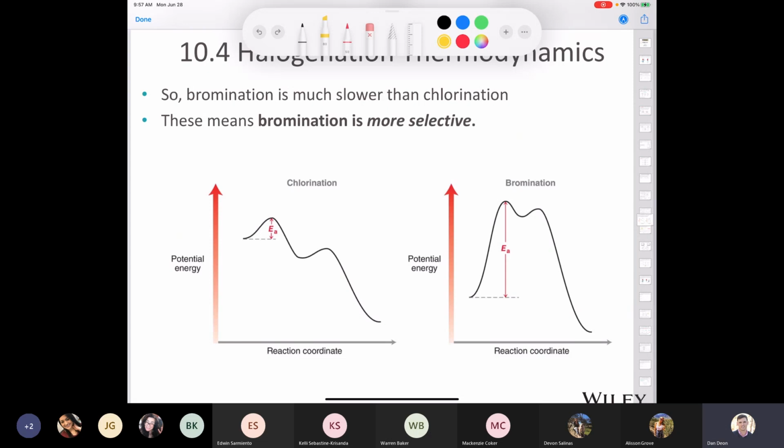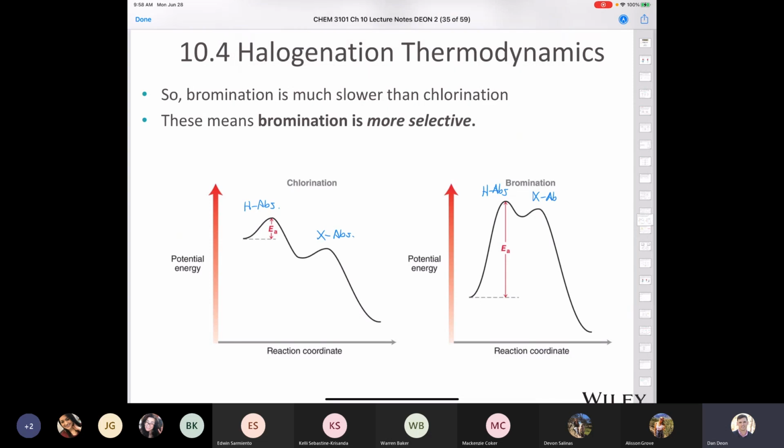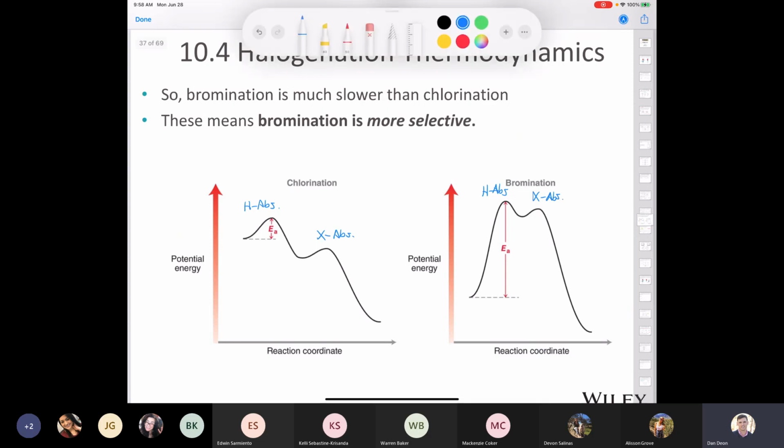Again, the first step, this is the hydrogen abstraction, okay? And this is the halogen abstraction. I'll call it X because we use X to represent a halogen in organic chemistry. Now, the rate determining step in both of these is the hydrogen abstraction, right? This is my rate determining step, the first one, and this is my rate determining step here.